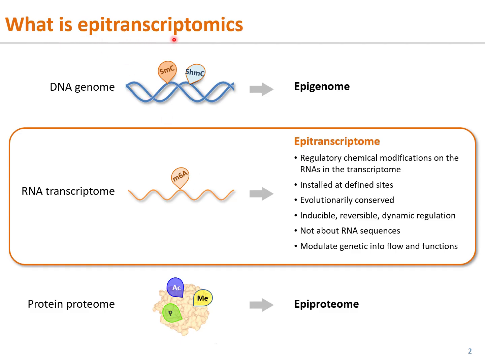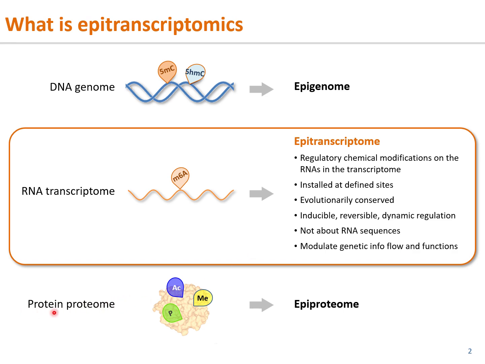So what is epitranscriptomics? For the DNA genome, we have DNA and chromatin modifications that make up the epigenome to program gene expression. Likewise, RNAs in the transcriptome are specifically modified by many chemical groups to form the epitranscriptome. There are regulatory chemical modifications on RNAs in the transcriptome that are installed at defined sites, that are evolutionarily conserved, that are inducible, reversible, and dynamically regulated. They're not about RNA sequences themselves. They modulate genetic information flow and functions.